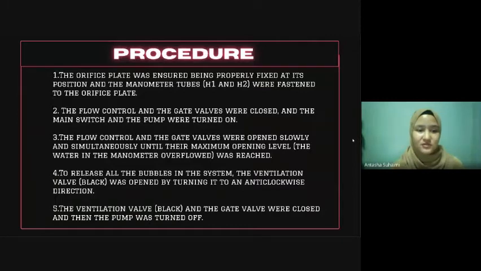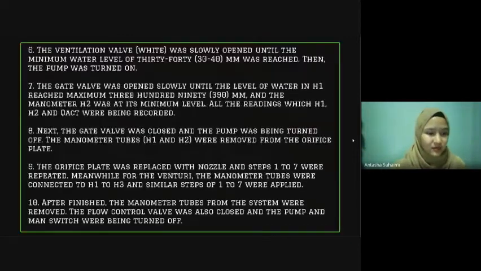Next, to release all the bubbles in the system, the ventilation valve, which is the black one, was opened by turning it in an anti-clockwise direction. Then, the ventilation valve, which is the black one, and the gate valve were closed, and then the pump was turned off. Next, the ventilation valve, which is the white one, was slowly opened until the minimum water level of 30-40 millimeter was reached. Then the pump was turned on.